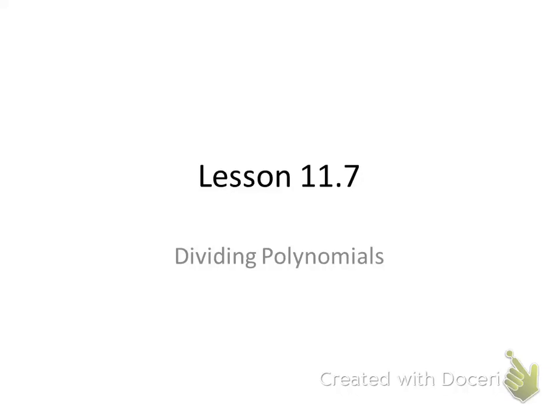Lesson 11.7 is dividing polynomials. What the word polynomial means is it just means a number or an expression with more than one term. So 3x plus 4 would be an example of a polynomial because there are two terms, 3x and 4.